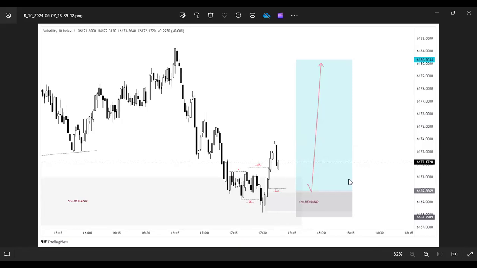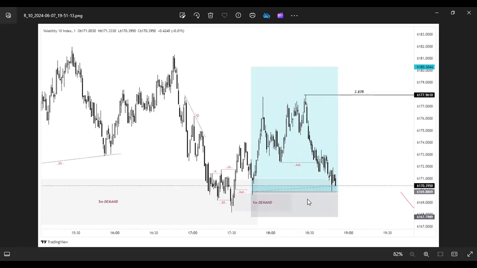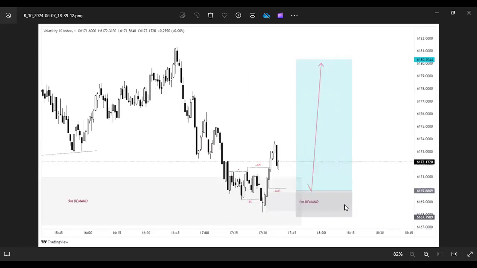And price actually just came into this zone. Let me show you. See, it was a sniper entry. You could see price tapped in, went to 3.87 R. Then price came down to stop me out on break even. So when I was reviewing the market, I saw that I made a mistake.